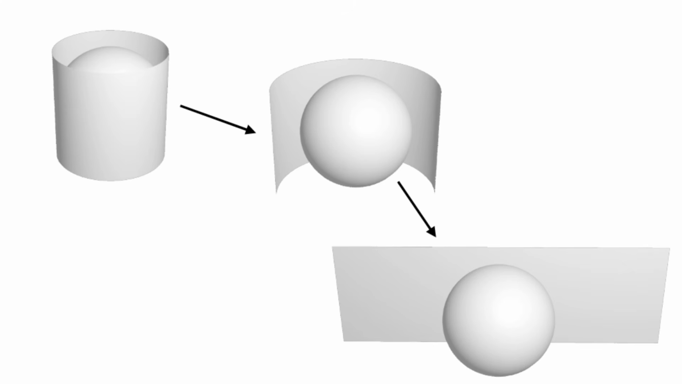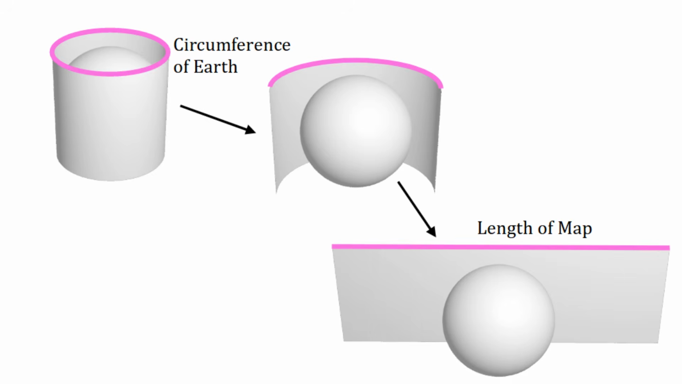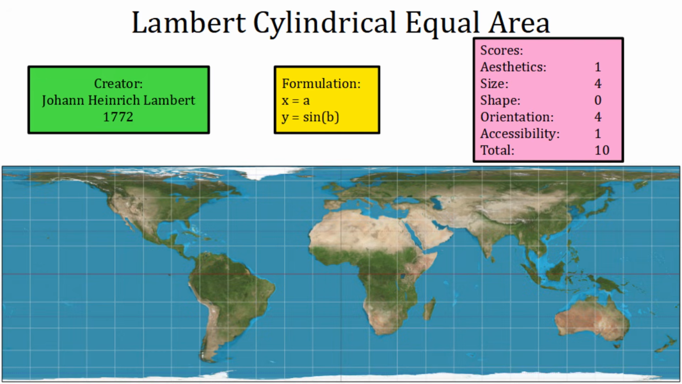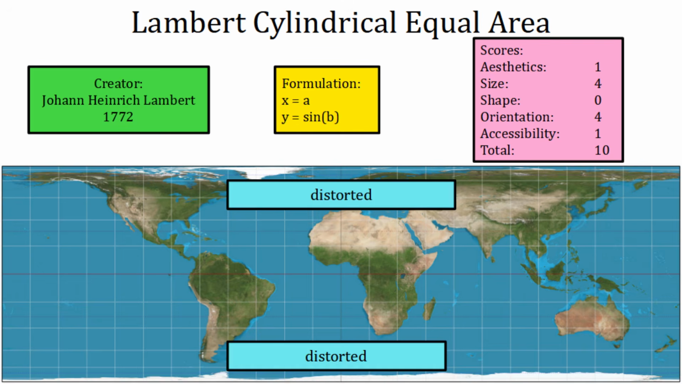When you unwrap it, you can also see that the length of the map is the same as the circumference of Earth. Circumference is pi times diameter, so this results in a very long rectangle with an aspect ratio of 1 by pi. This is known as the Lambert cylindrical equal area projection. It's defined by x equals a and y equals sine of b. As you can see, shapes near the poles are extremely distorted, while those near the equator are almost unchanged.